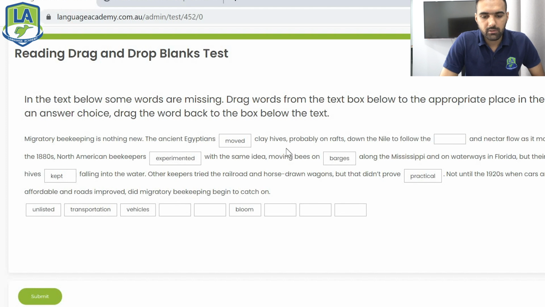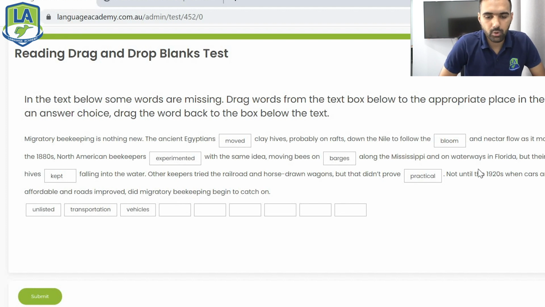The ancient Egyptians moved clay hives, probably on rafts, down the Nile to follow the bloom and nectar. What is the word related with nectar? Nectar is a word related to bees or honey, and most related with flowers. Which is the word related with flowers? Not unlisted, not transportation, not vehicles. By default we have bloom, which will be the right answer, because it's more related with horticulture, flowers and nectar.